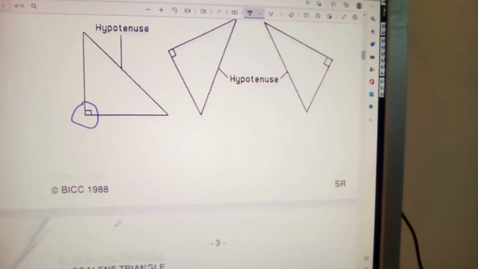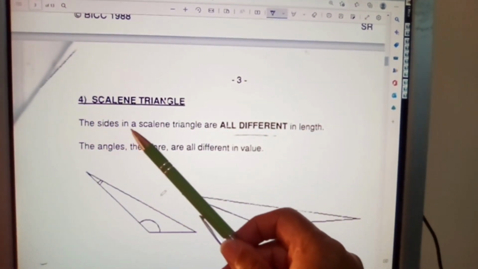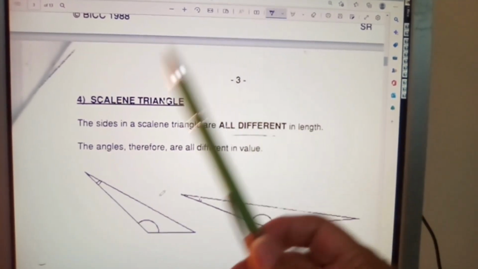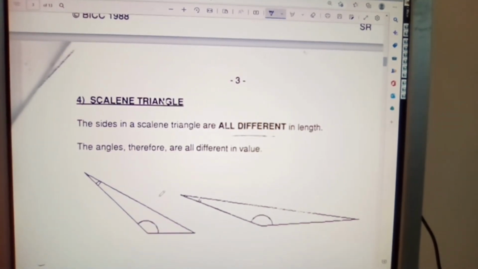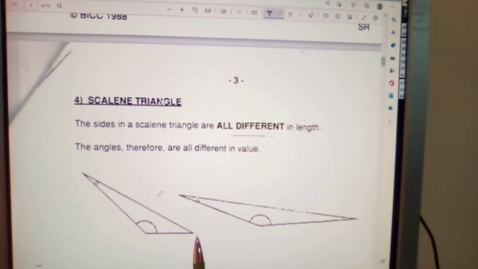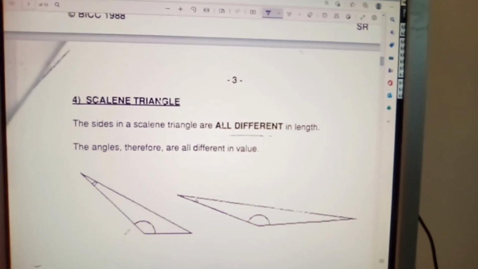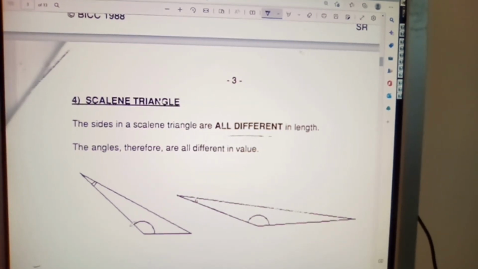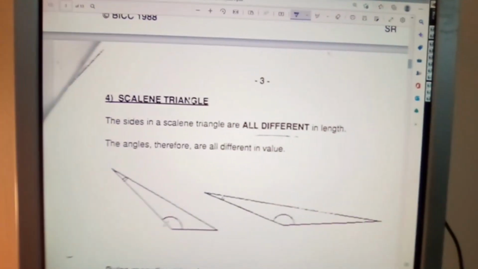Right, scalene triangle. The sides in a scalene triangle are all different in length. Different length, different length, different length. The angle here. Remembering that a straight line is always 180 degrees. Imagine that you have taken that line along all the way along here. You would then be looking at the angle between that and that. So if you know the angle here, you will be able to determine the angle that is here. The angles are therefore all different in value.